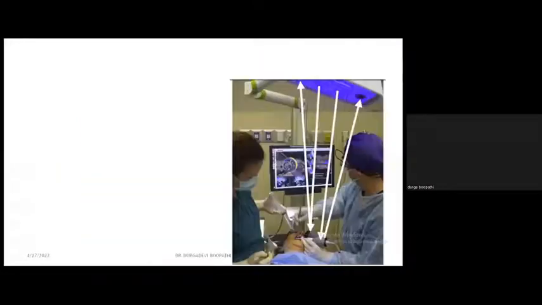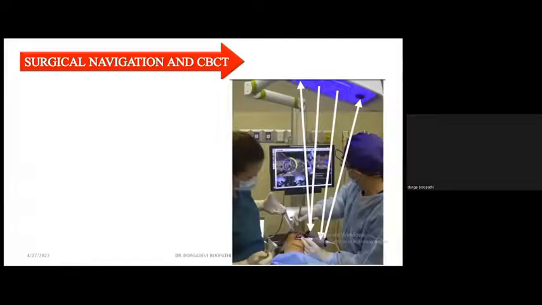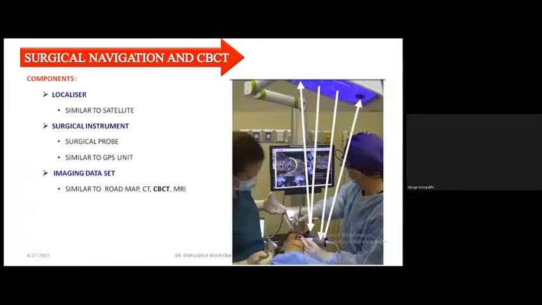So for that, we need few components, equipments, right? So this is the localizer, it will be similar to the satellite. You can see here, this is the localizer. I will talk about this in detail in the next slides. And there will be a surgical instrument that will be your car that you're driving, that will be moving. An imaging data set will be your preformed, pre-data set roadmap.